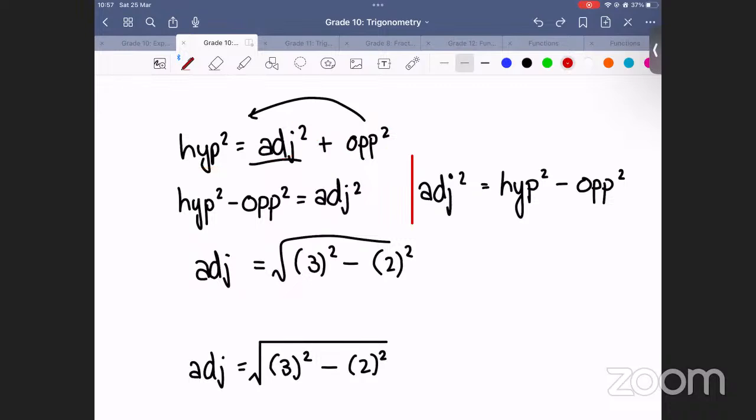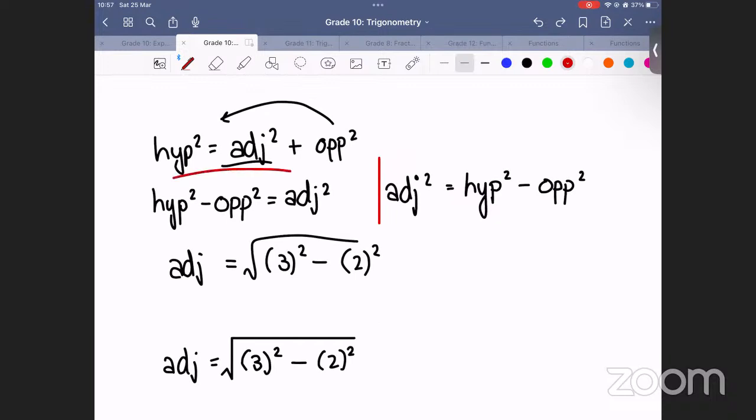So all I did was I flipped it. Whatever was on the left-hand side and on the right-hand side, I just flipped it. So I put the adjacent on the left and I put the hypotenuse minus opposite on the right. It's just that I'm used to doing these problems, so I automatically wanted to leave adjacent on the left. It's easier for me personally to work with my variable on the left.